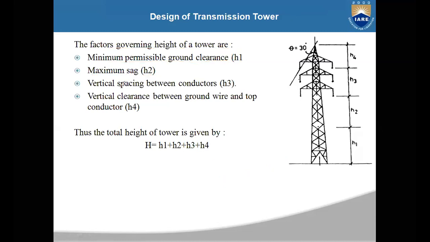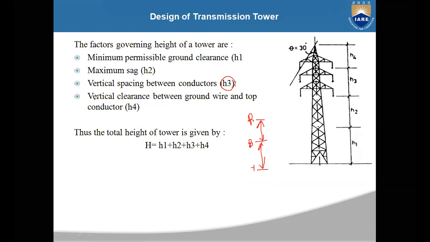Then the vertical spacing between the conductors. Suppose you are having 3 conductors in a 3-phase transmission line. Then what is the distance between the 2 conductors you have to keep? Suppose it is R phase and it is B phase, so what is the minimum distance that should be kept between these 2 phases? Then if you are having Y phase, what is the distance between this B and Y phase? Okay, so you have to keep some spacing between the conductors. That spacing between the conductors, let it be represented with H3.